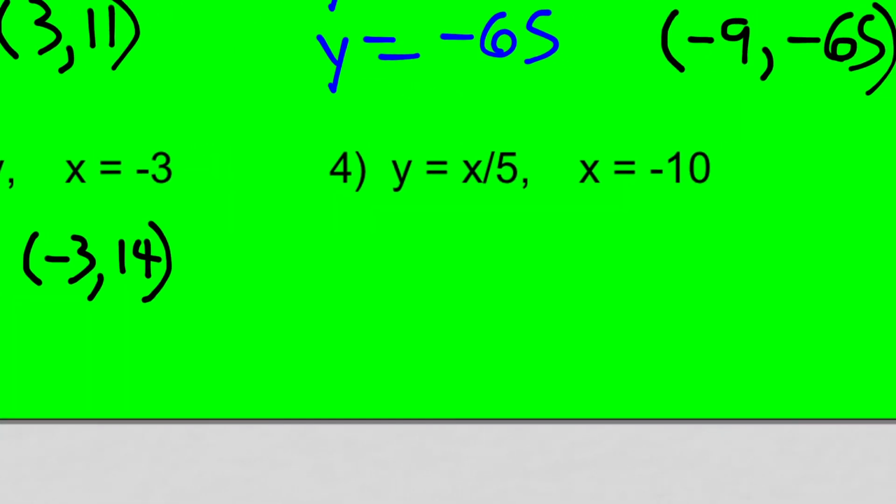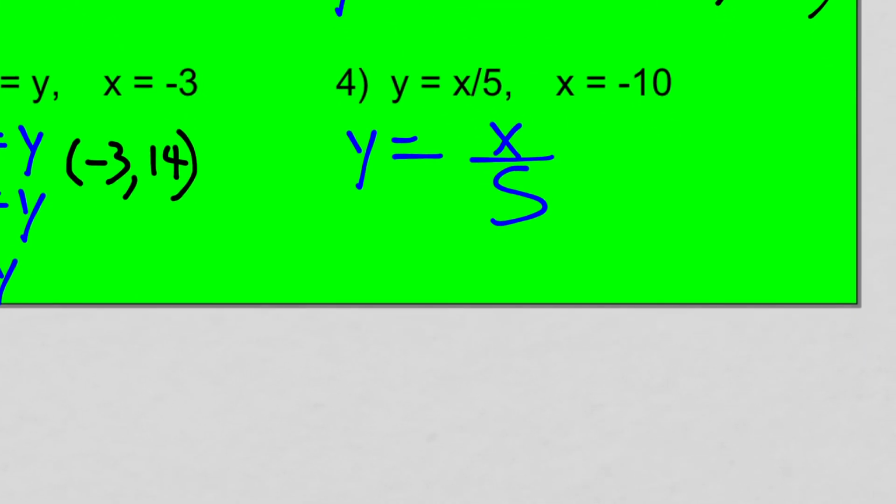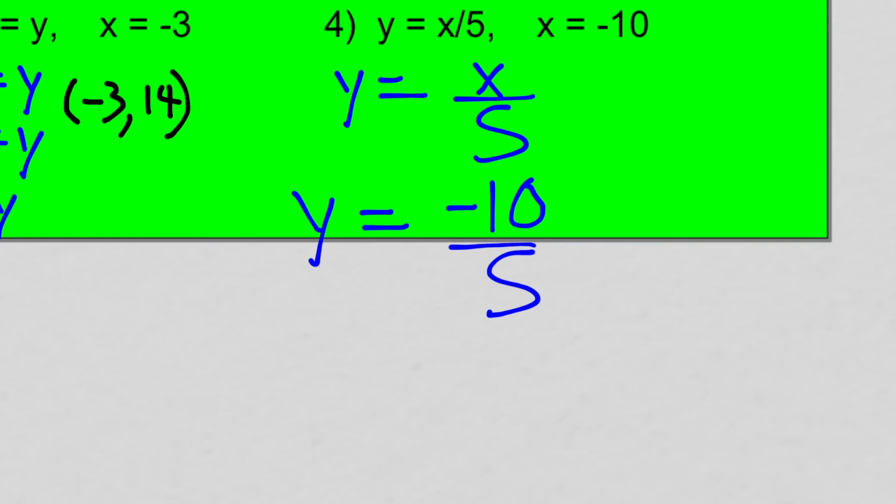Number 4, we have the equation y equals x divided by 5. And in this case, x is equal to negative 10. So working down the page, we'll substitute negative 10 in for x. So that's negative 10 divided by 5. Integers aren't going away. Negative 10 divided by 5 is negative 2. So y is equal to negative 2. In this case, for this ordered pair, x is negative 10, y is negative 2. And I'll write that as a proper ordered pair.